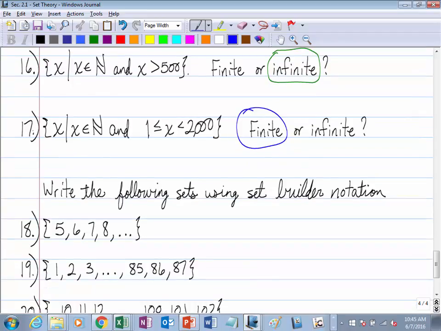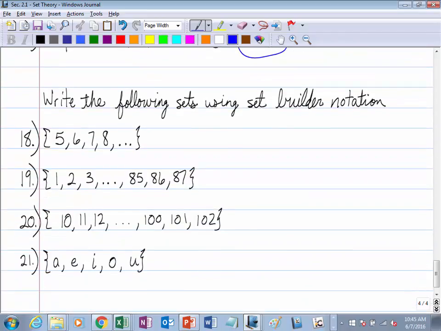All right, write the following set using set builder notation. So number 18, 5, 6, 7, 8, and so on and so forth. So that's the set of all x such that x is an element of the natural numbers. And you could either say x is greater than 4, or you could say x is greater than or equal to 5.